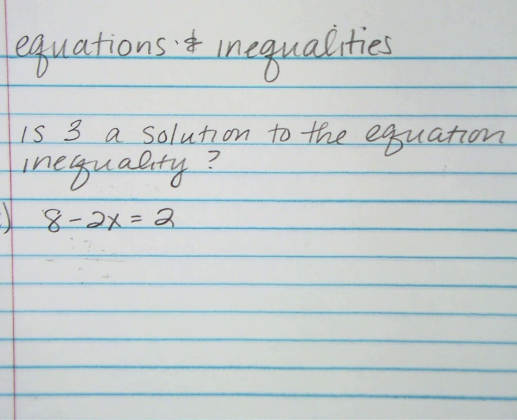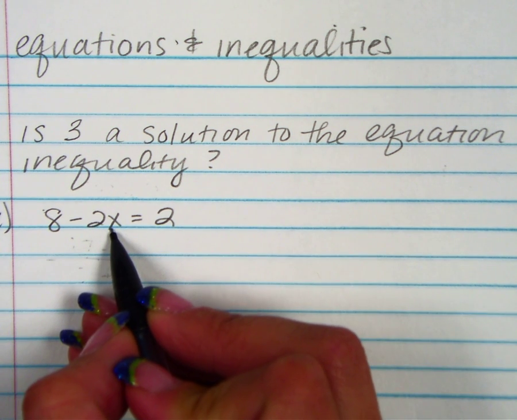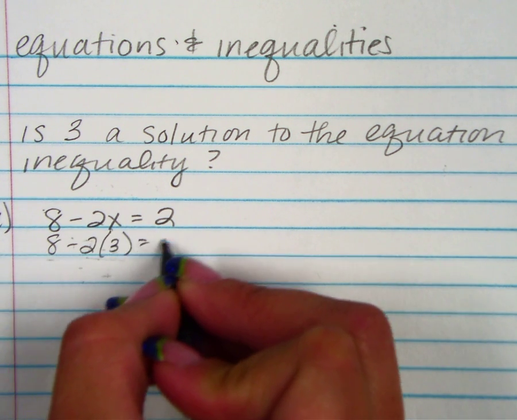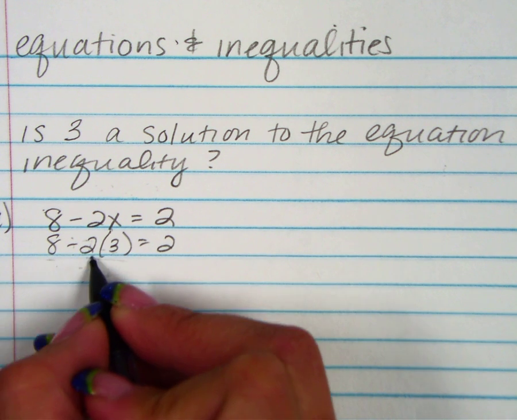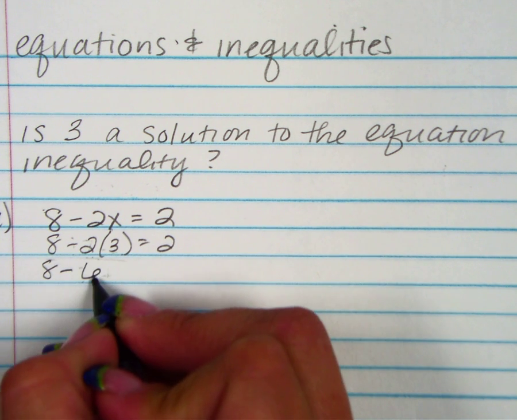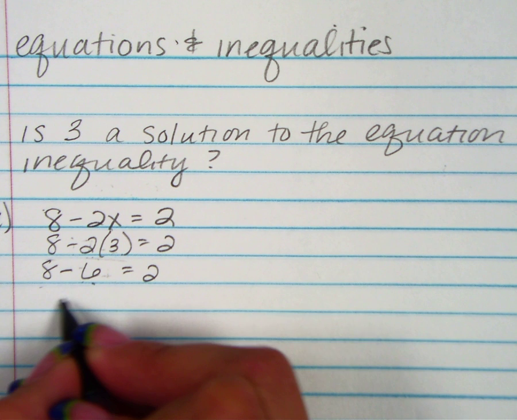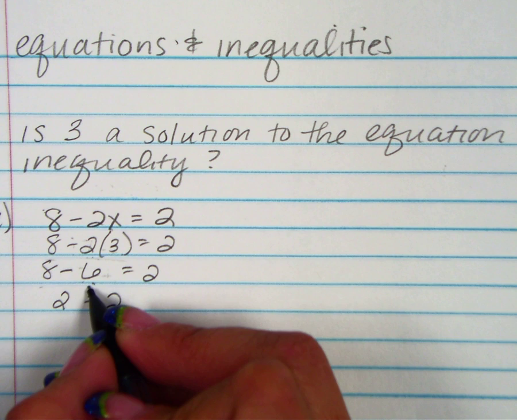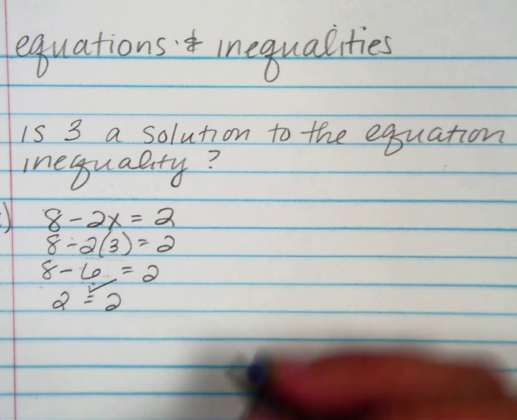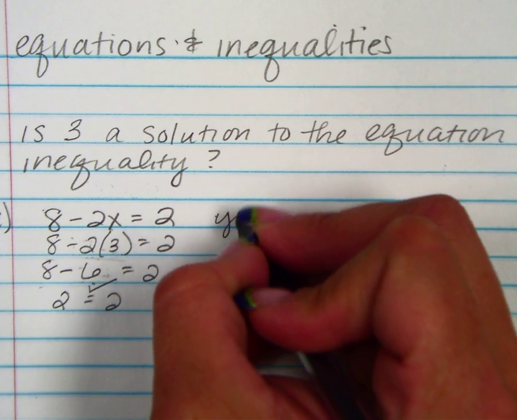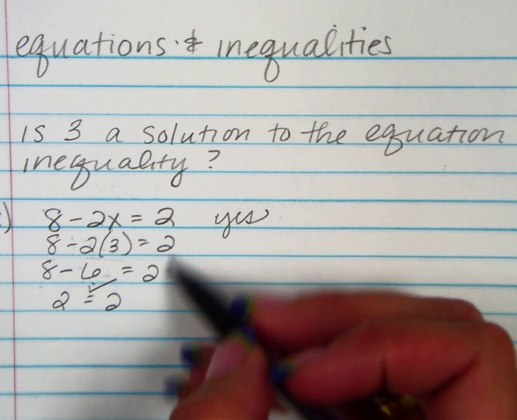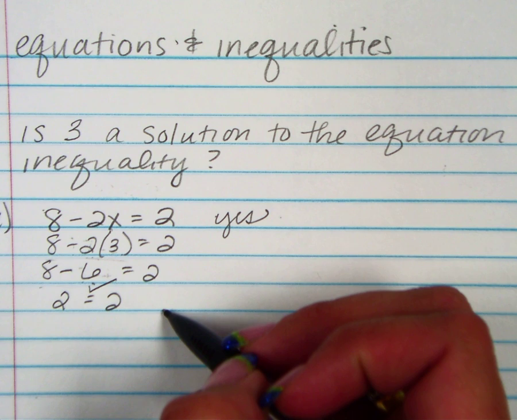So 3 being a solution means that if I plugged 3 in for this x, then the problem would work. So let's test it. 8 minus 2 times 3 equals 2. So 8 minus 2 times 3 is really 8 minus 6. And 8 minus 6 is 2, which equals 2. So does 2 equal 2? Yes, it does. So it's checked. So this problem here, yes, 3 is a solution. Okay? But notice how I had to prove it. I couldn't do it in my head. I had to prove it.